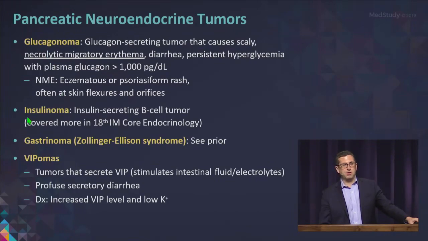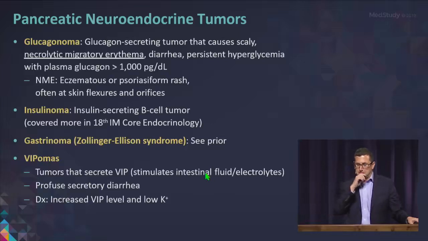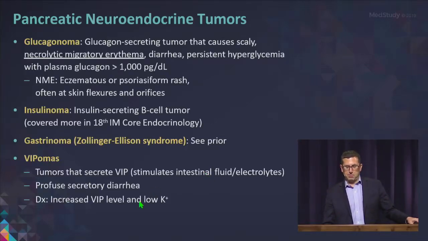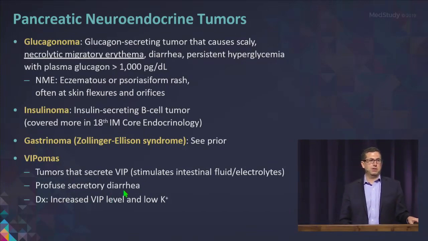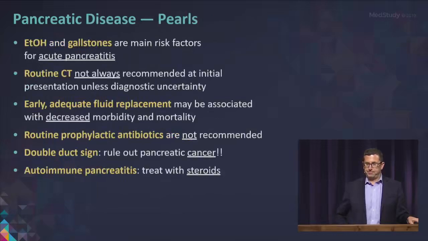You could get an insulinoma, where you could get bouts of hypoglycemia. Gastrinoma, we've already discussed. VIPomas secrete VIP, which leads to intestinal fluid and electrolyte secretion. So you get profuse watery diarrhea and low potassium. And then there's actually a serum test for VIP that you could check in your clinic.